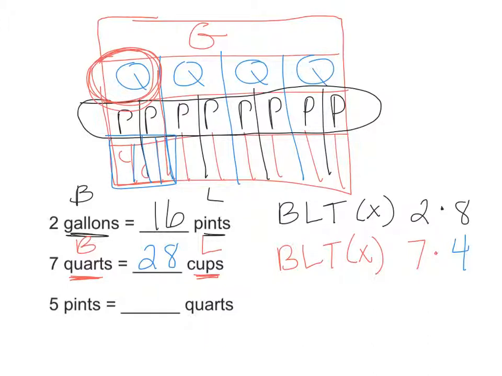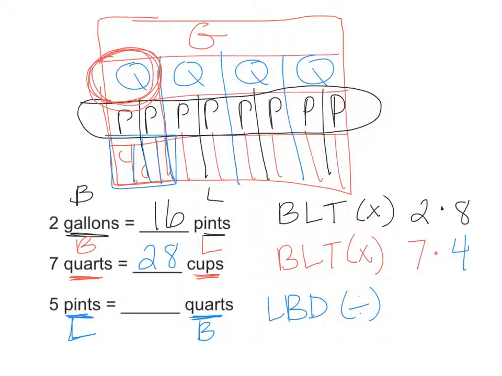Our third example has 5 pints, and they want me to change pints to quarts. Well, I know that a quart is big. It's bigger than a pint. So I'm actually moving to a bigger unit, which means I'm starting at a little unit. And this is LB, little to big unit, D, division. So I'm going to be dividing here.